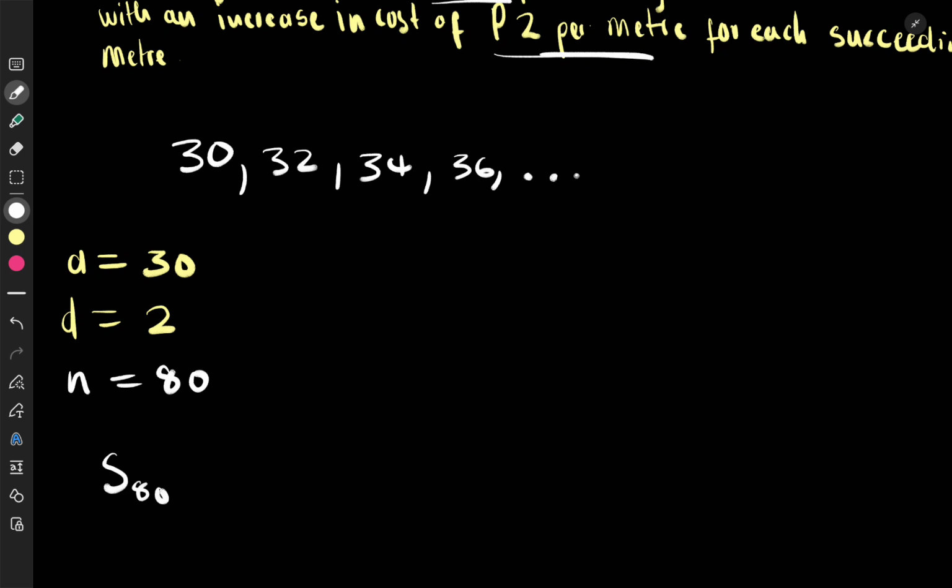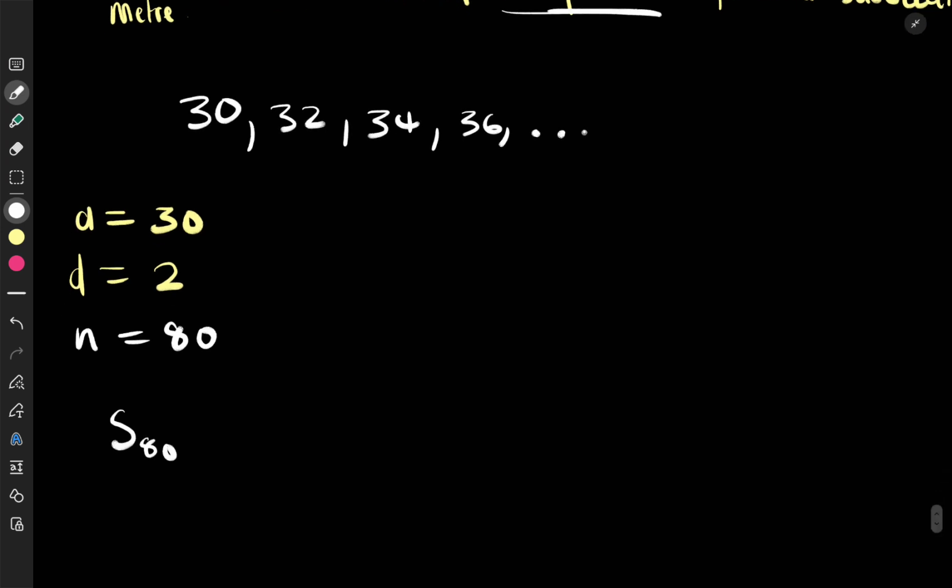For the first one they said it was 30. For the next meter there was an increase from the other one of 2 pullers, so it was now 32. Please make sure you know that. So for the sum of 80 terms of this, let's first put the sum. We say Sn is equal to n over 2 multiplying 2a plus n minus 1 d.